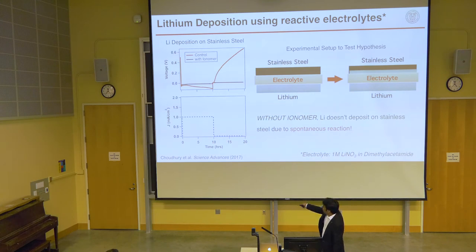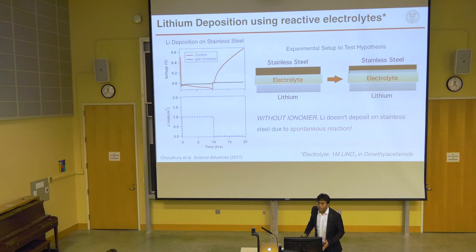So here in this experiment, this is what we input. We have a constant current at 1 milliampere per centimeter squared, and we operate that for 10 hours and then keep the battery at rest. And this is the voltage profile that we obtain.